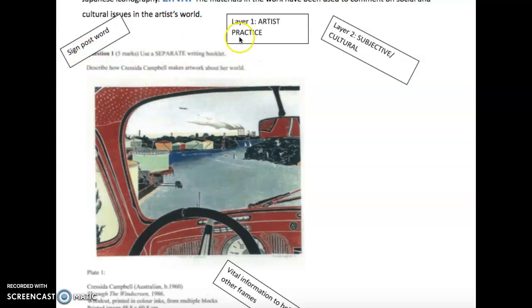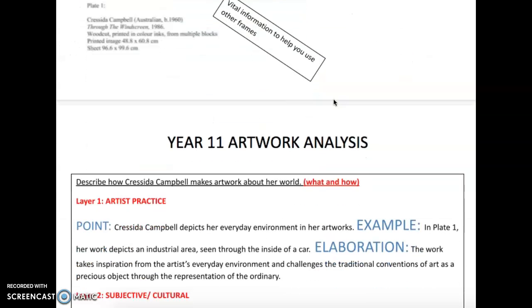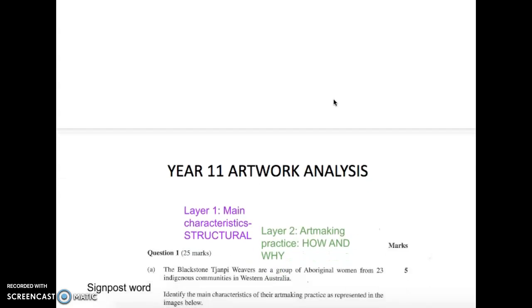Signpost word, we've picked out one layer which is about her artist practice and another layer which is about the subjective frame or cultural frame. You could also do the world agency of the conceptual framework. I'm not going to answer that question now. I'm going to look at another artwork to go through that again.